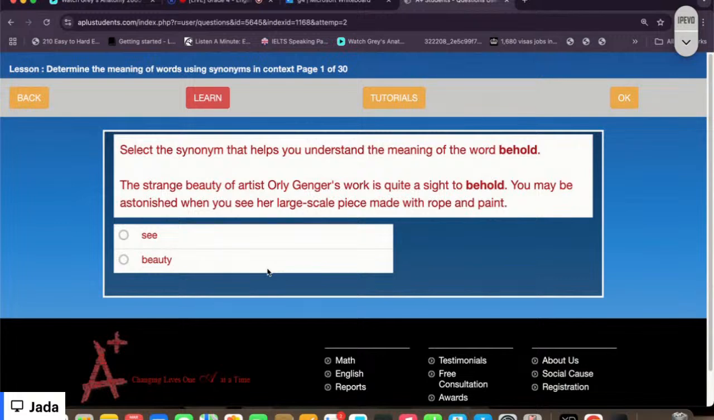So we're moving to the test now. Select the synonym that helps you understand the meaning of the word behold. The strange beauty of artist Eleanor Gender's work is quite a sight to behold. You may be astonished when you see her large scale piece made with rope and paint. So behold, is it see or beauty? What do you think?